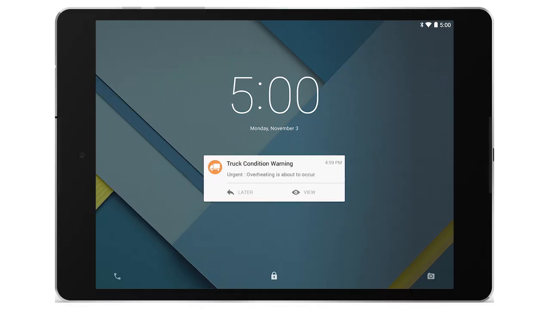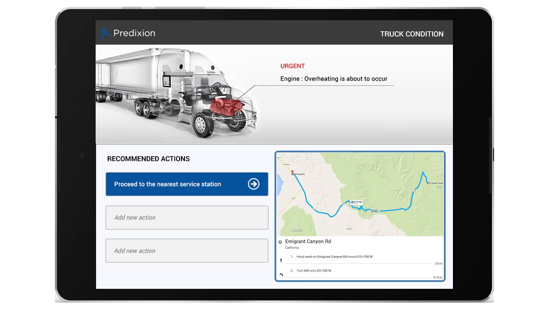Tommy can get alerts about impending issues, read recommended solutions, and then take corrective action, which in this case means heading 10 miles back to a nearby service station. One hour later, Tommy's back on the road, and the peaches are none the worse for wear.